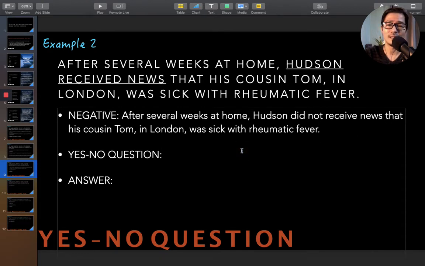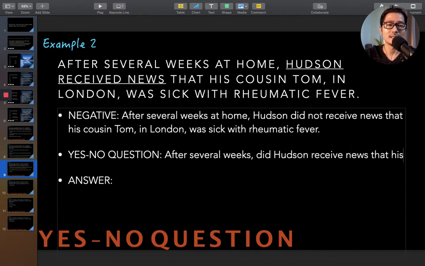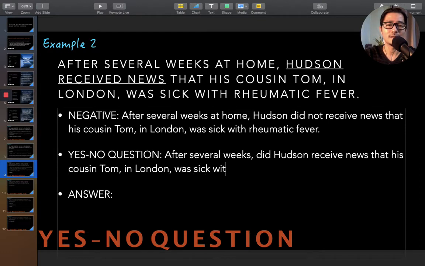Okay, we are done with negative. Let's go to yes, no question. Again, don't touch the other parts of the sentence. So after several weeks, so again, we use did because our verb is receive. Did Hudson receive news that his cousin Tom in London was sick with rheumatic fever? Oh, sorry.